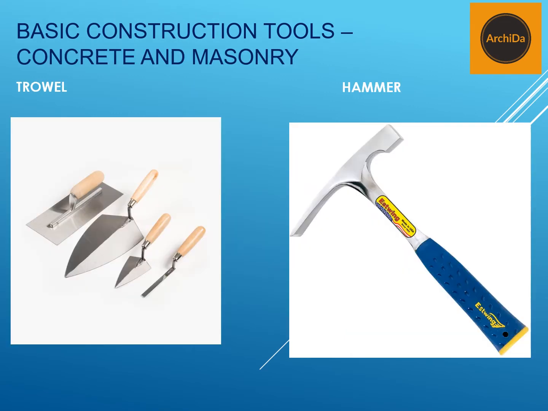Now we go to concrete and masonry works. The picture on the left shows a trowel. This is what is being used when you start spreading cement to the walls or to the floors. This is used to level out the spread of cement. Then you have the hammer. As you can see, it is not a claw hammer, but it is a different variation of a masonry hammer.